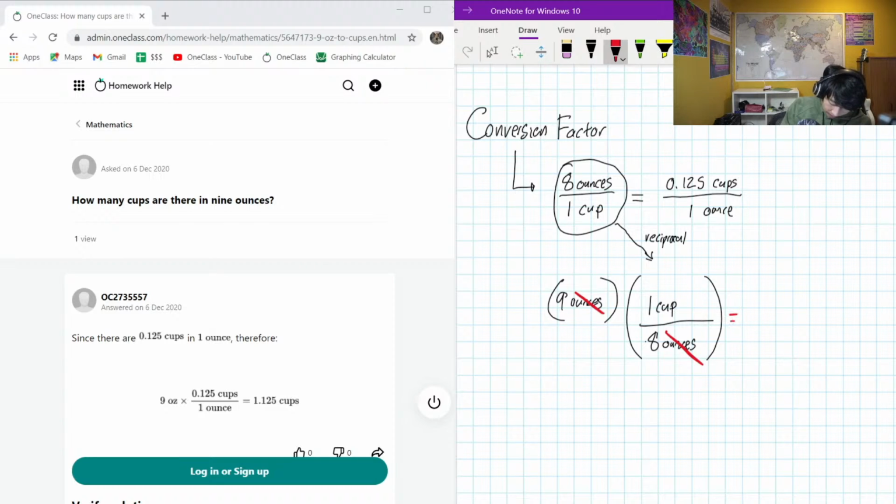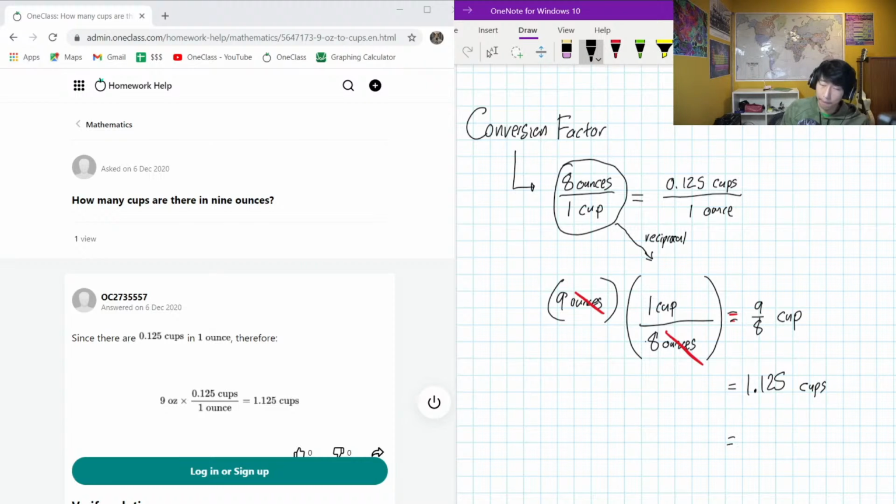So if we proceed with that, we will have 9 times 1, we don't need to write times 1, divided by 8, and this will give us our result in cups. Another way that we can write this is 1.125, and that's just converting 9 divided by 8 into a decimal. That will give us our value in cups.